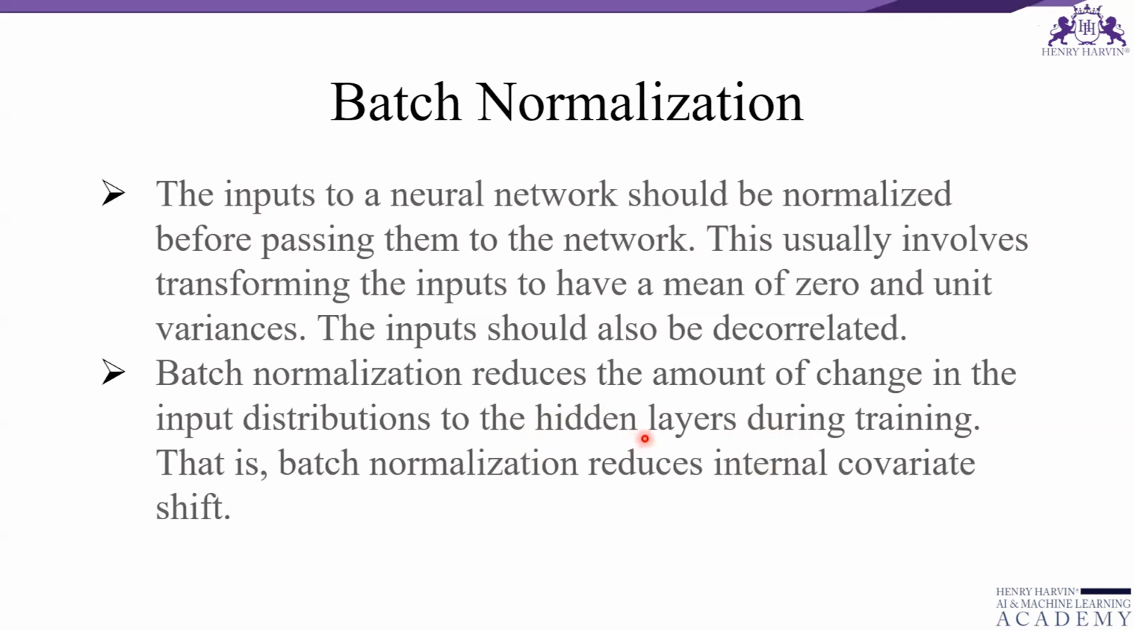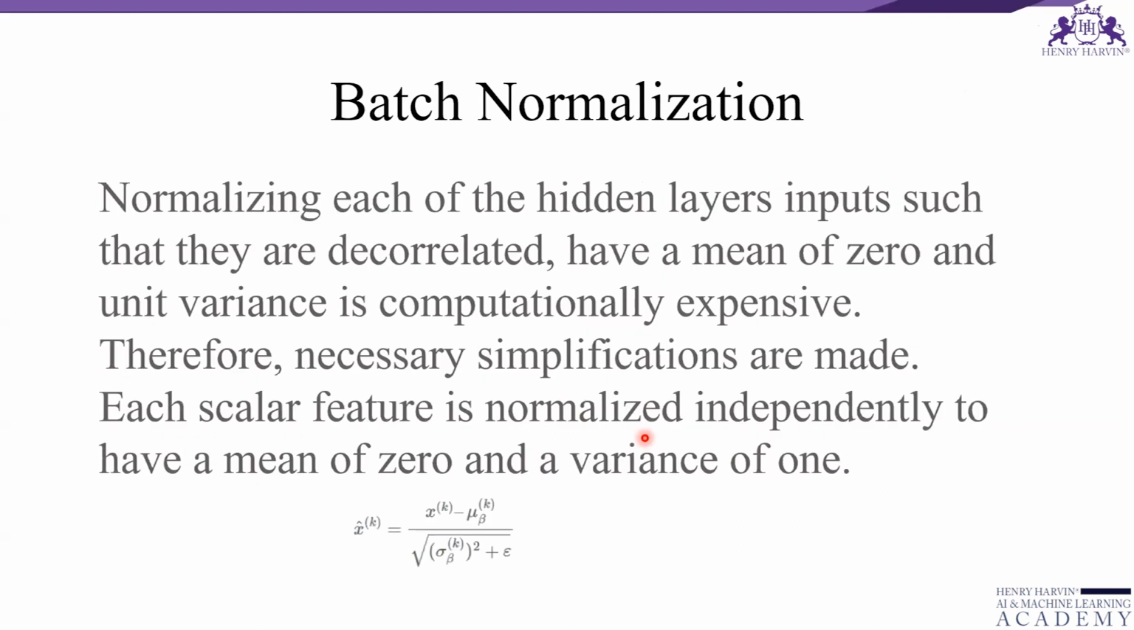So this will reduce internal covariate shift. So what is meant by internal covariate shift? That we will be seeing shortly, right? What I'm trying to say here is the inputs to a neural network should always be normalized before passing them to the network. So we transform the inputs to have a mean 0, that is what I said. We transform them to have mean 0 and the variance or standard deviation equal to 1, right?